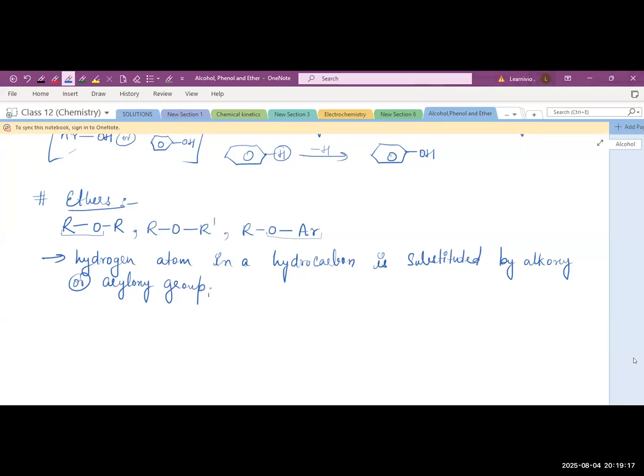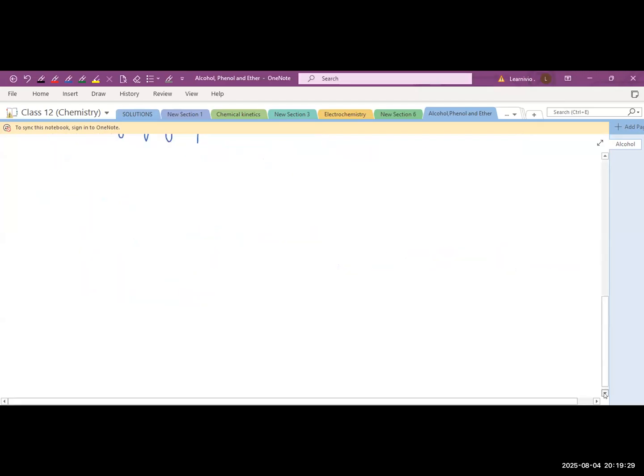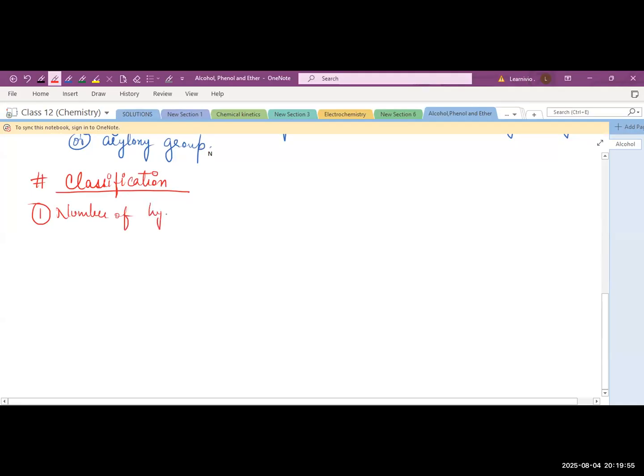Okay, so that is the basic introduction to alcohols, phenols, and ethers. Now let's talk about the classification, just like we did for haloalkanes and haloarenes. Write down the heading: Classification. First, based on the number of hydroxyl groups. Hydroxyl means the OH group.